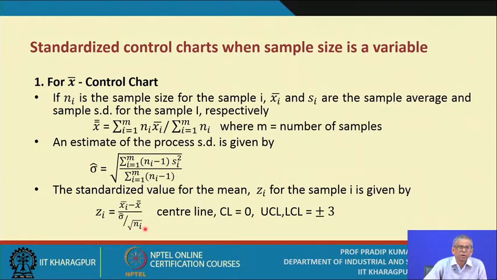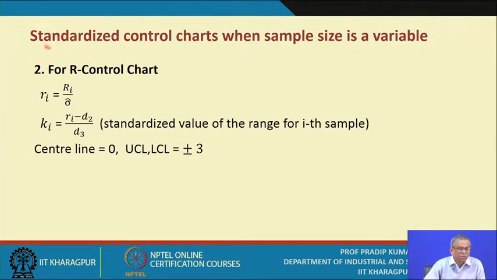That means we are assuming normality, and so once you have this value, obviously the center line will be 0, and the upper control limit as well as the lower control limit will be at plus minus 3. In any standardized control chart, it is pre-decided that the center line will be 0, the upper control limit at plus 3, and the lower control limit at minus 3. Is it okay? So this rule we follow, assuming that the normality condition holds.